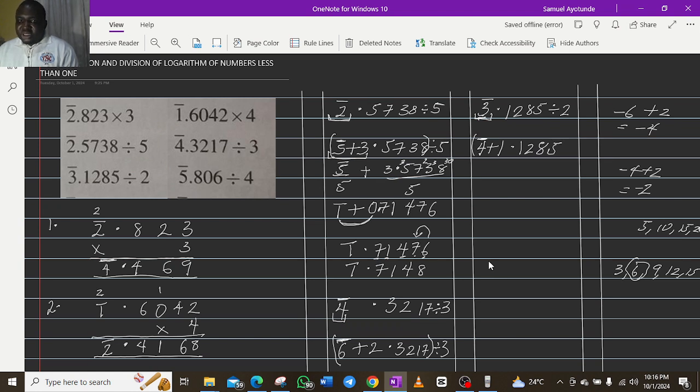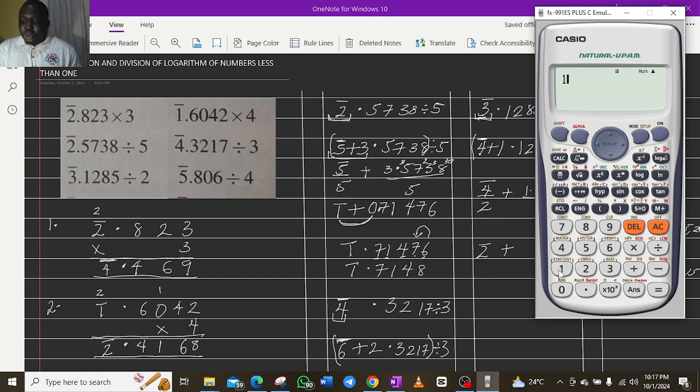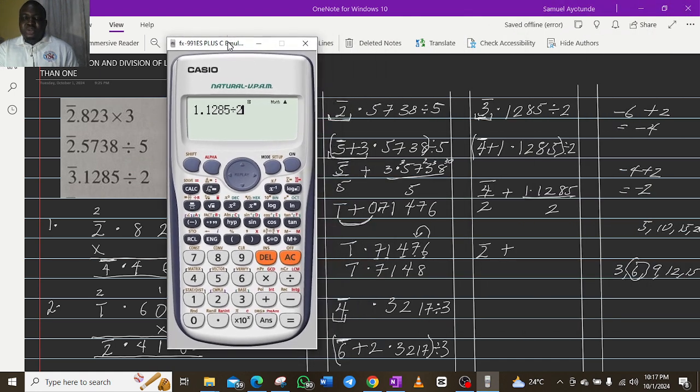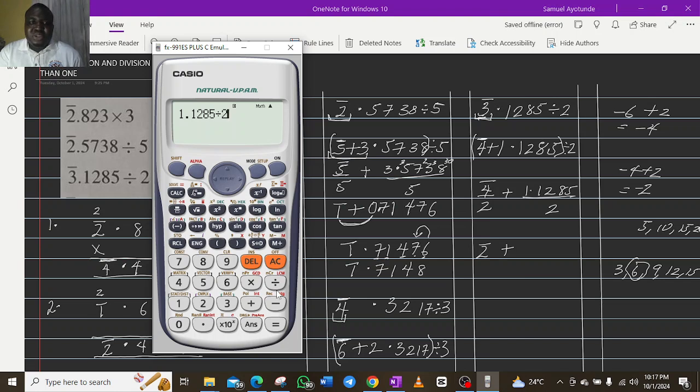So I'm dividing all of this by 2. I separate them: 4 bar over 2 plus 1.1285 over 2. So 4 bar divided by 2 is 2 bar, plus we want to use 2 to divide 1.1285. 1.1285 divided by 2.